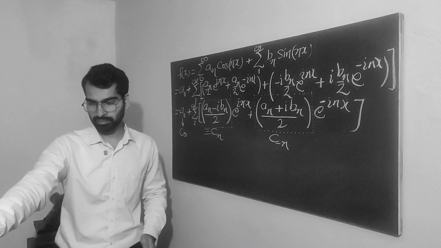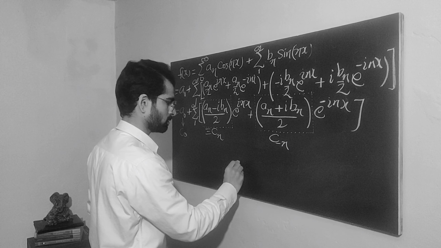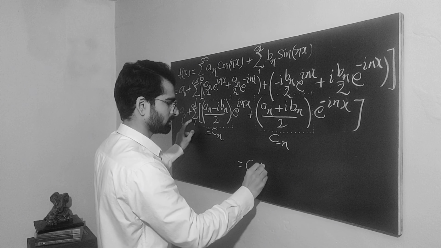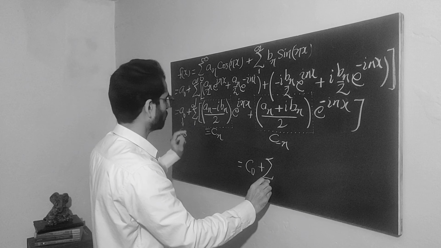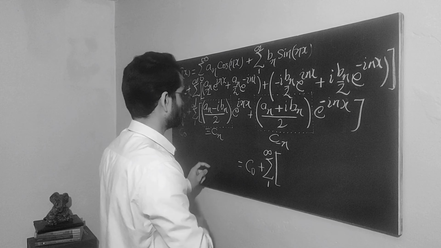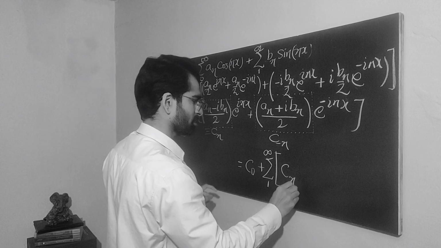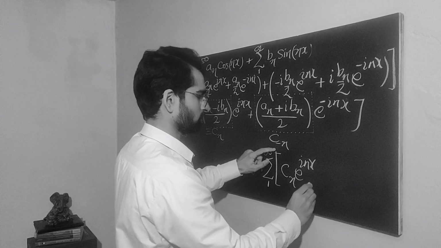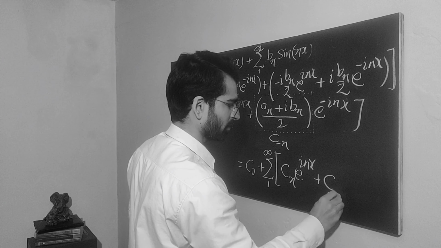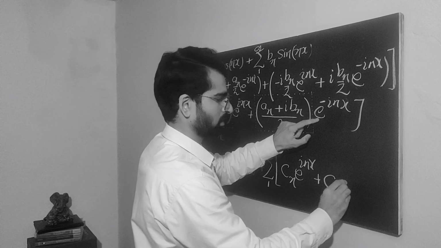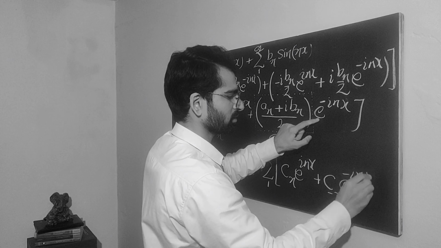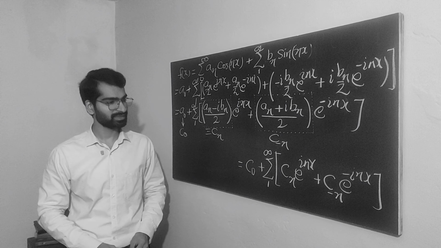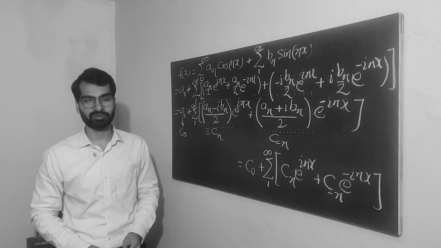So what I have now is C0 plus the summation from 1 to infinity of Cn's times e to the I n x plus C negative n e to the minus I n x. And that's it. This is the complex form of the Fourier series. This is it.